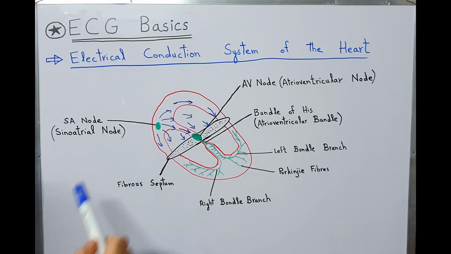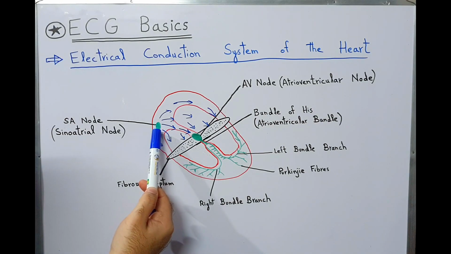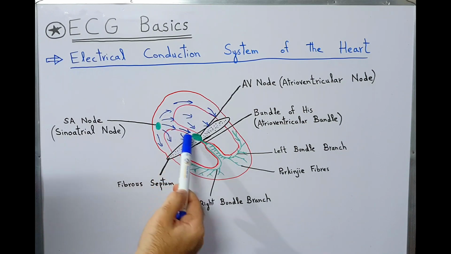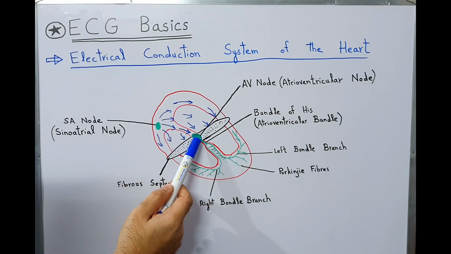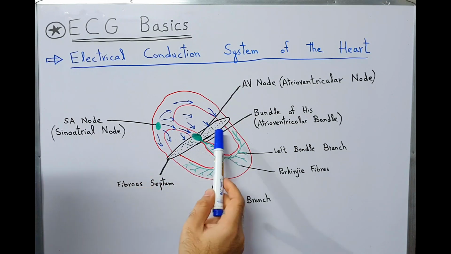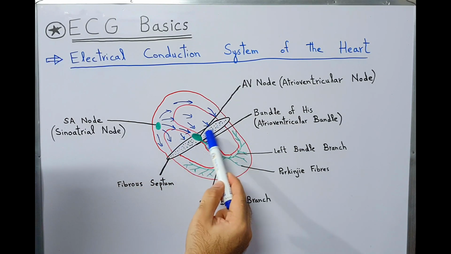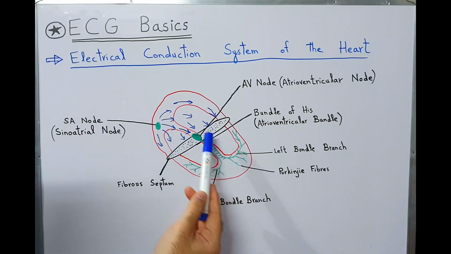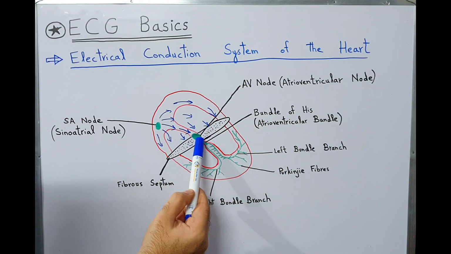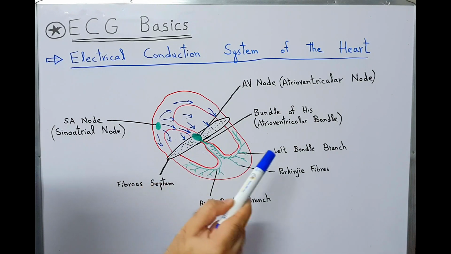Now I will briefly summarize it. The SA node is the pacemaker of the heart where the electrical activity starts. It then spreads in both the atria, and the AV node is the only point where there is an electrical connection between atria and ventricles. The remaining part is a fibrous septum which is an insulator, which does not allow current to pass through it. So when the current reaches the AV node, there is a delay of about 0.1 second here. In other words, current is stopped here for 0.1 seconds before it is allowed to pass forward.